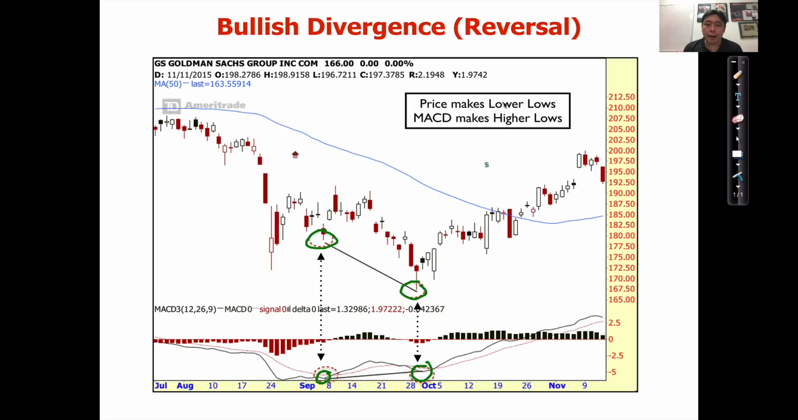Again, we want to see price making lower lows, but the indicator making higher lows. So we have got a divergence, again leading us to anticipate a change in the price action. Again, this happens to be a bullish pin bar. Although it's a red candle, it's a bullish pin bar because it's got a long lower shadow and a small upper body.